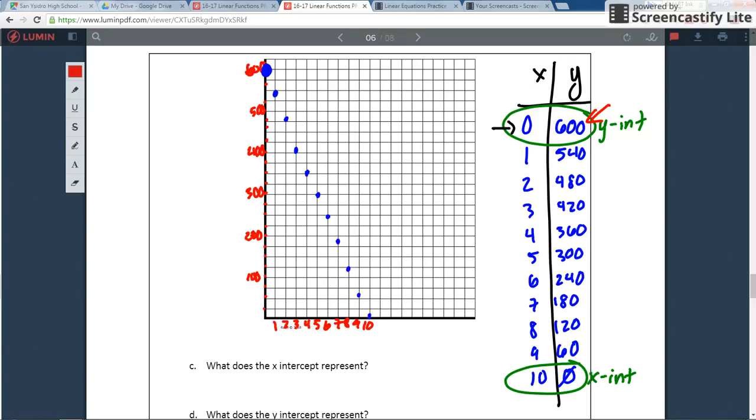There we go. And we know that they're constantly driving. So we can draw a continuous line because they're continuously driving. Which means that this line is continuous.